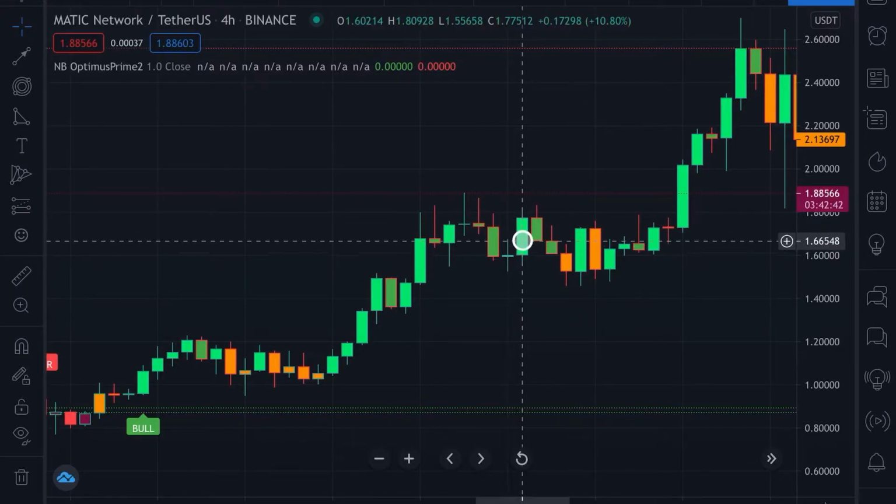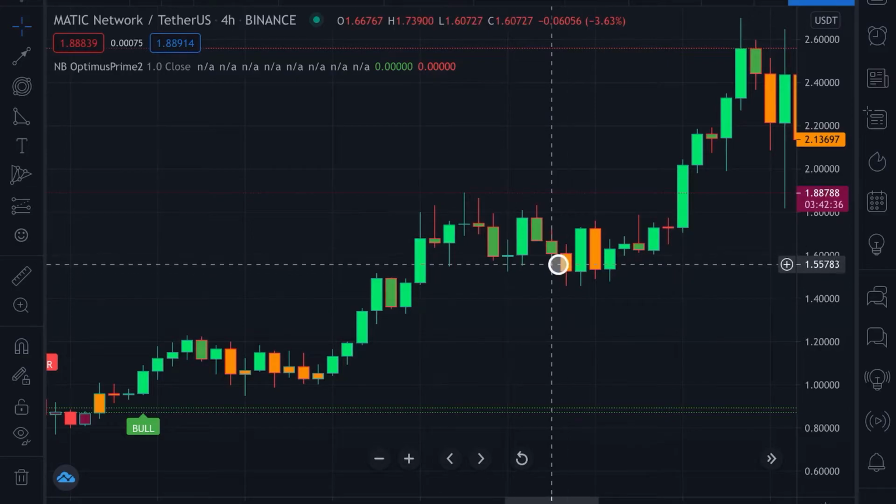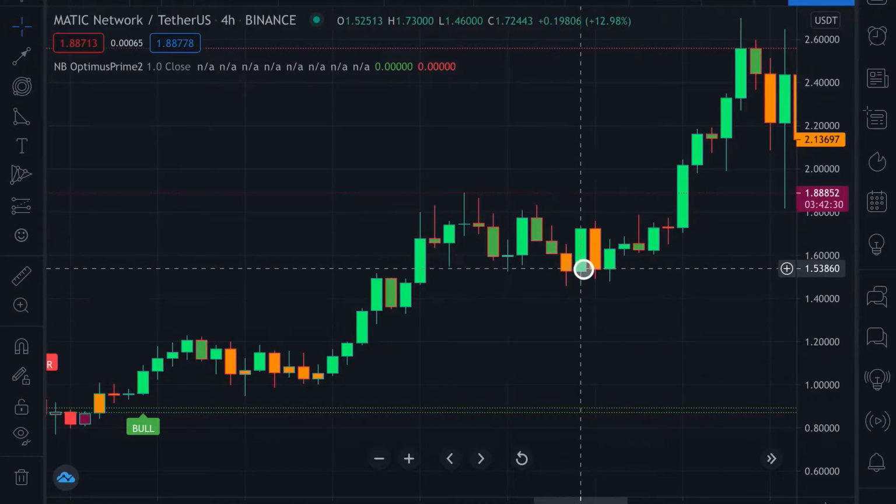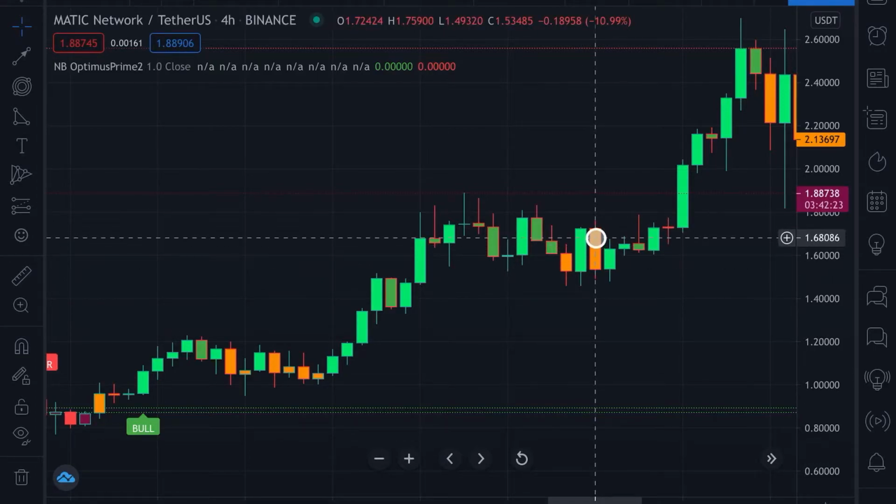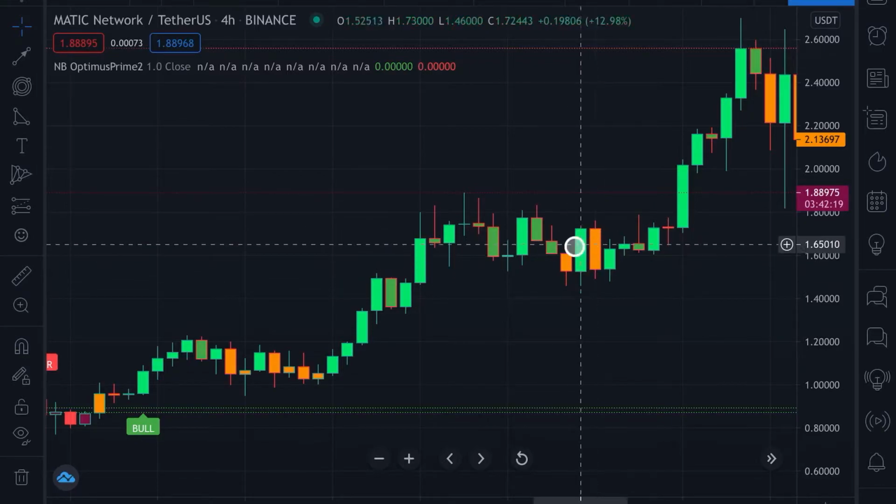Here we have a very strong bullish candle, followed by two strong bullish candles, and then we have an orange candle. So this is a disruptive candle. This says that the trend might change direction, that we are losing momentum. Then it's followed by a very strong green candle, very strong bullish candle, and there you see another orange candle. So this is indicative that the trend is losing strength.